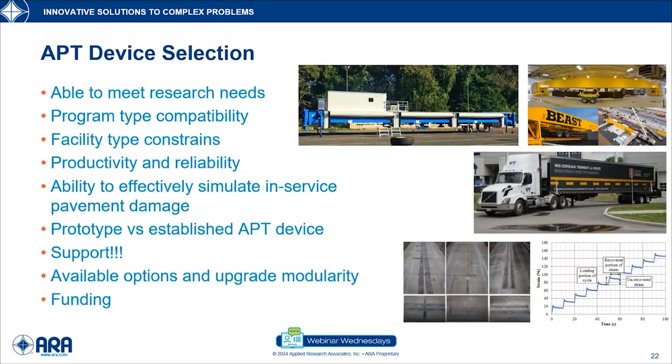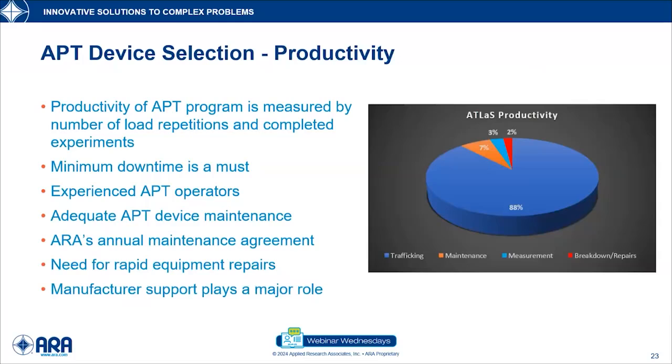I'll leave this up for you to read, but funding will play a major role. The support that the manufacturer will give to the agency plays a major role as well. Another factor that is considered is productivity. The majority are being judged by how productive they are and how many implementations can be completed for the benefit of the taxpayers. So we want to make sure that we have APT devices that are highly productive.